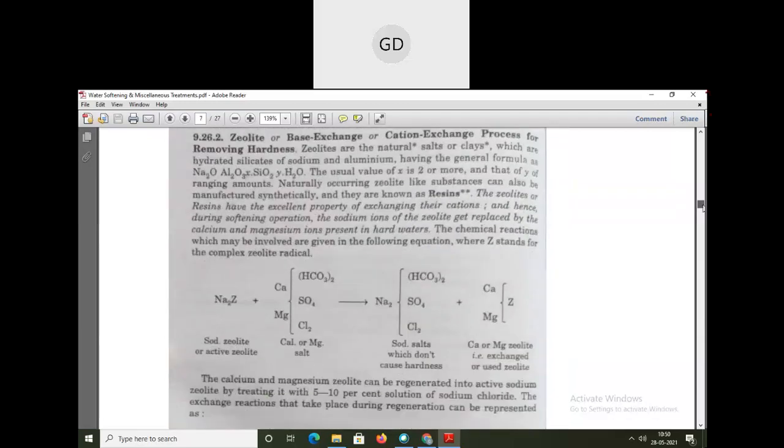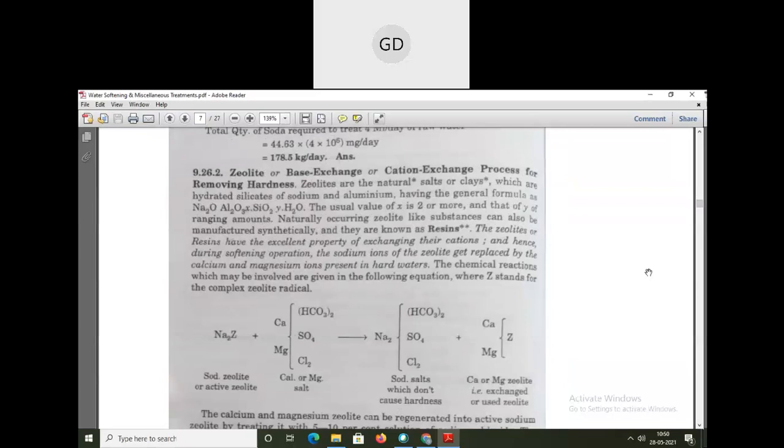Next we come to the zeolite exchange process, or the base exchange process, also named the cation exchange process, for removing hardness. Here zeolites are used. What are zeolites? Zeolites are natural salts or clays which are hydrated silicates of sodium and aluminum, and they have a general formula.